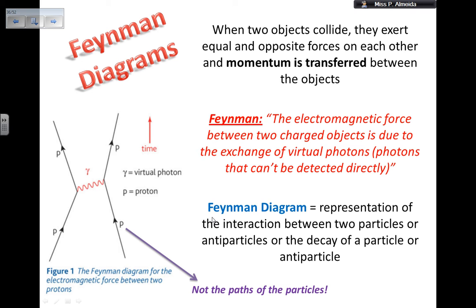These are called the Feynman diagrams, which is, as is written, the representation of the interaction between two particles or antiparticles, or the decay of a particle or an antiparticle. So let's look at what we have here. PP, PP, so I have protons. A proton meets another proton. They have here a virtual photon, which is going to be the exchange particle here.